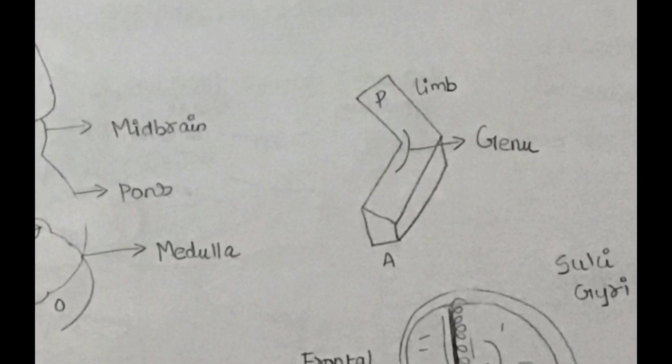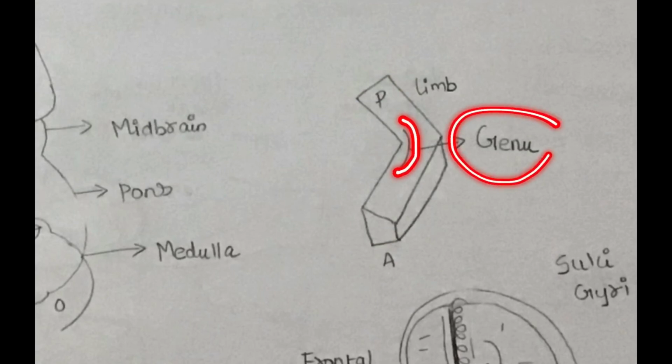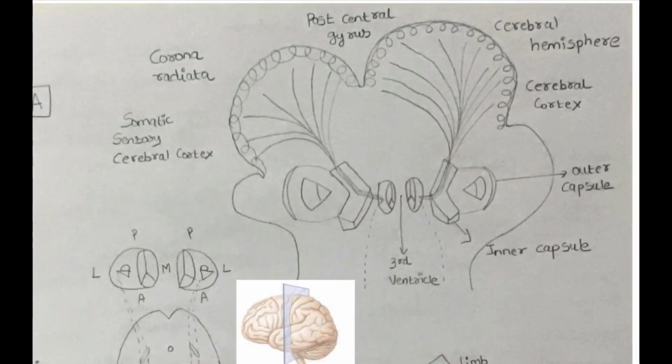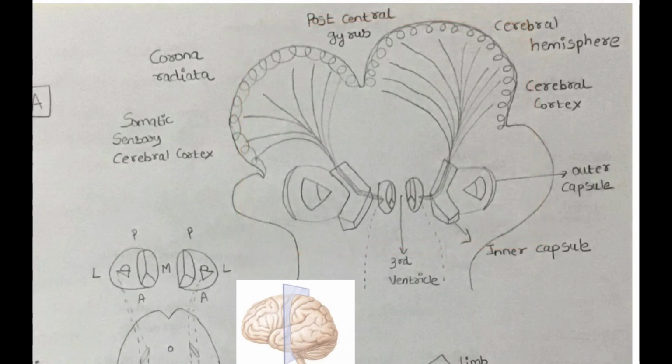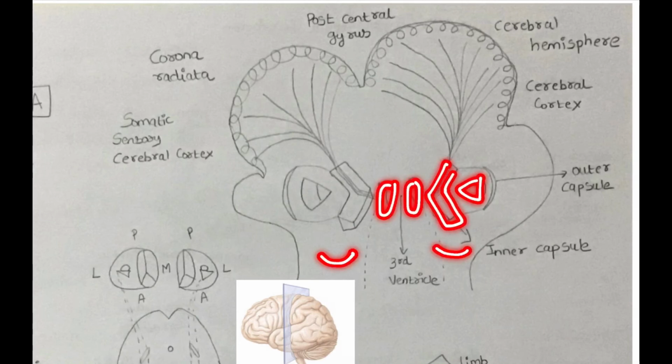And this internal capsule actually looks like this. It has two limbs, the posterior limb and the anterior limb, and the curve is called the genu. In this section of the brain we will see the structures. So how did we get this section of the brain? If you cut the brain like this, you will have this section. So here you have the thalamus, the lentiform nucleus, here you will have the caudate nucleus, and you have the internal capsule.